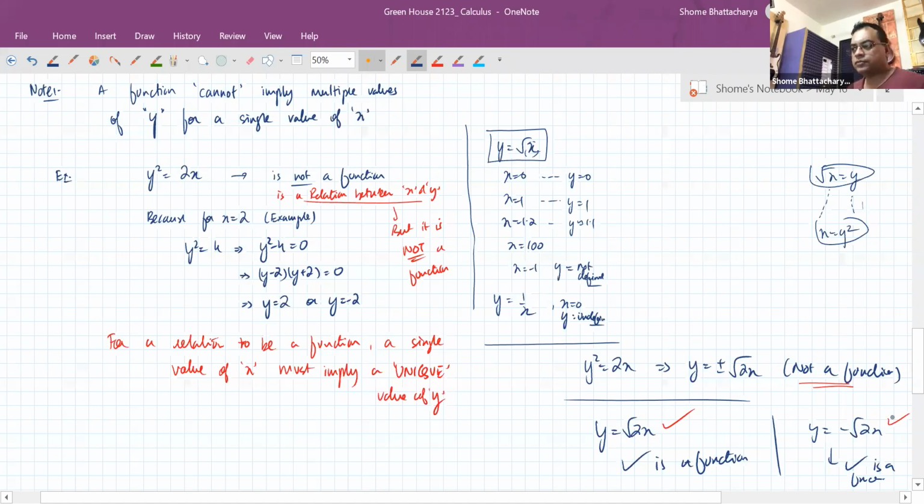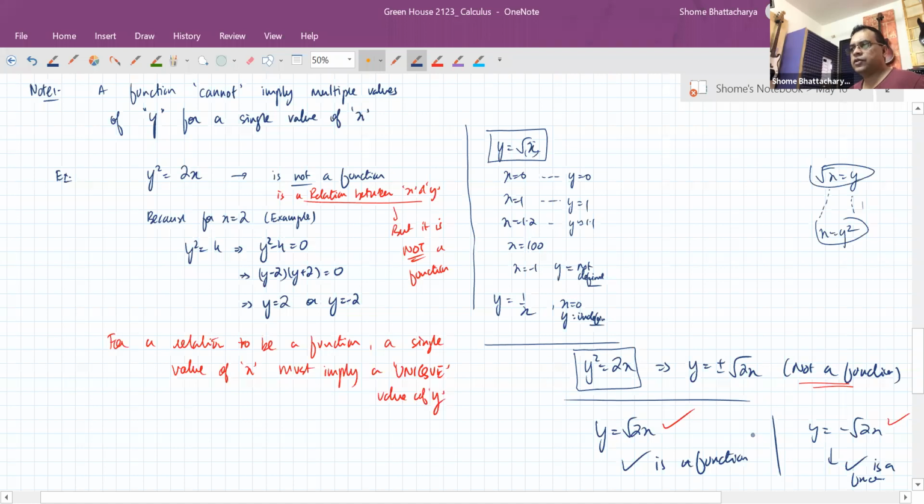Sir, I have not understood this last part. What you have written? Sir, y square equals to 2x. This y square equals to 2x. Yeah, this one. So look at this equation, y square equal to 2x. What it means as the relationship between x and y, that y is plus minus of root 2x, no?